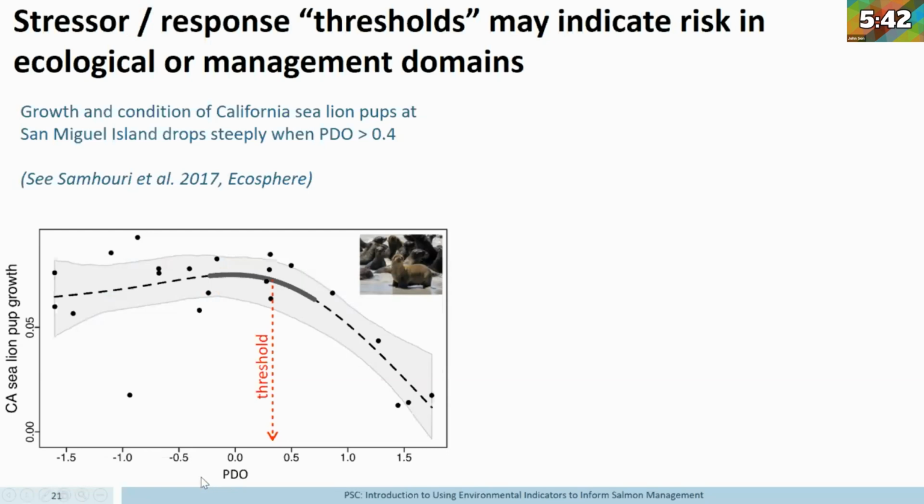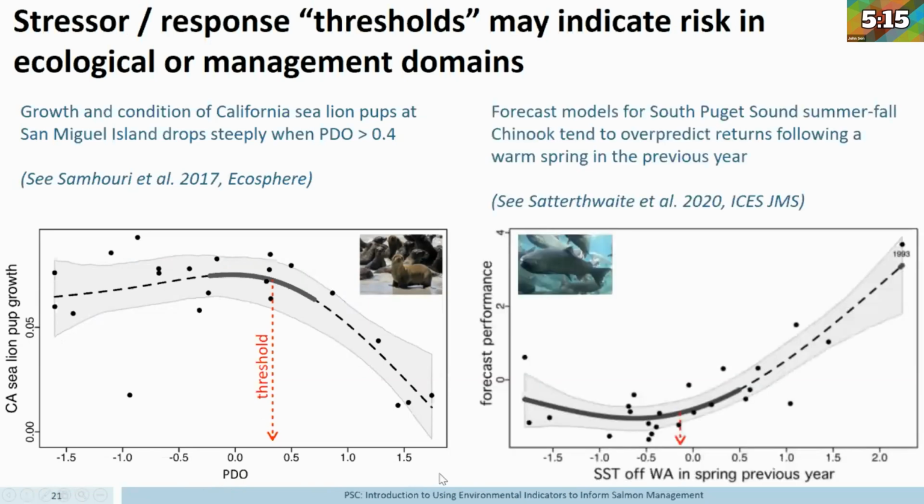Here's a plot that we've developed that shows how California sea lion pup growth at San Miguel Island holds at average to above average conditions when the PDO, that sea surface temperature index, is relatively cool. Once the PDO starts to get pretty warm, sea lion pup growth can drop dramatically. So we're identifying thresholds that could be used to inform management.